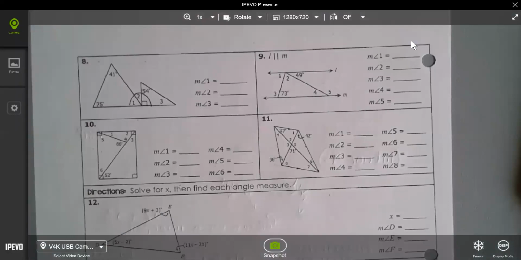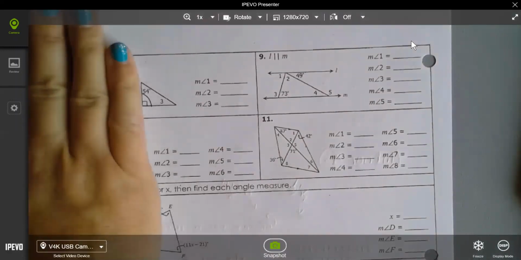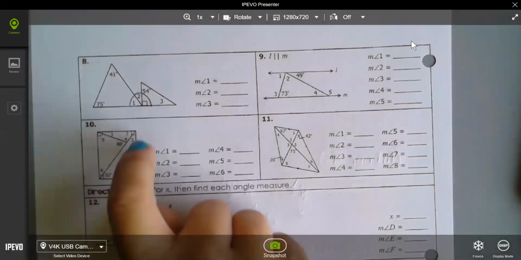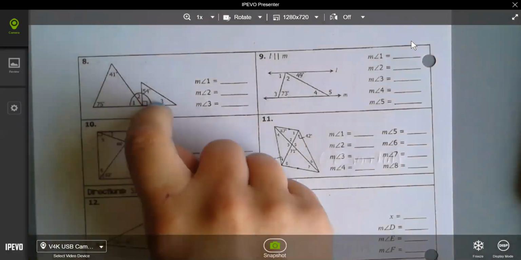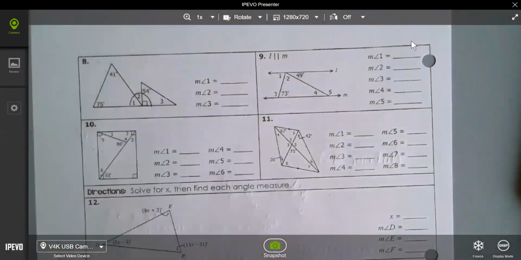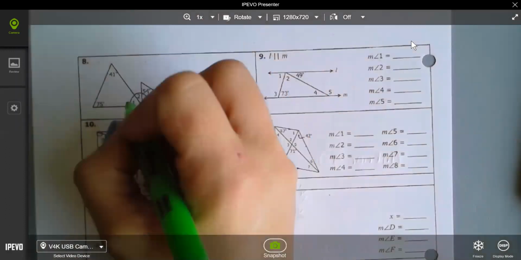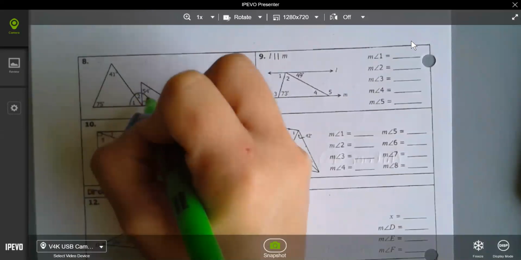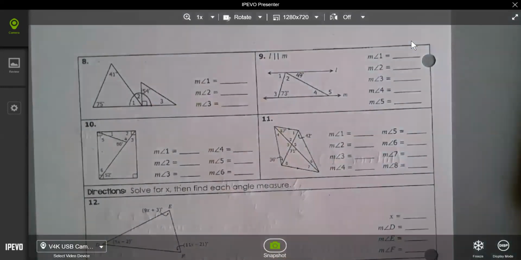Okay. So number 8, okay, so I see a little triangle there. I see a bigger triangle there. This line right here is showing you that you have all 3 of these angles that are going to be on a straight line. All right, so where in the world can we start with this?